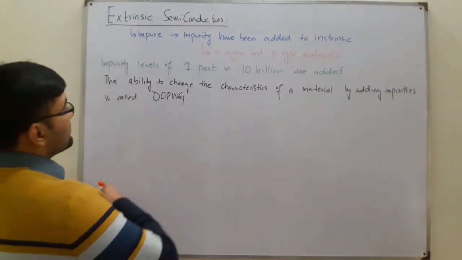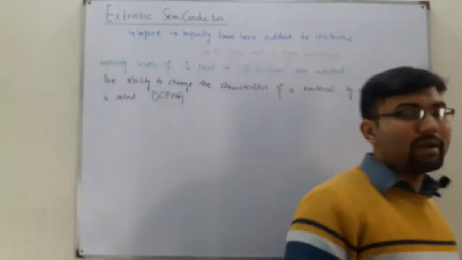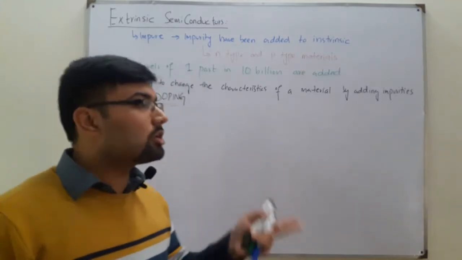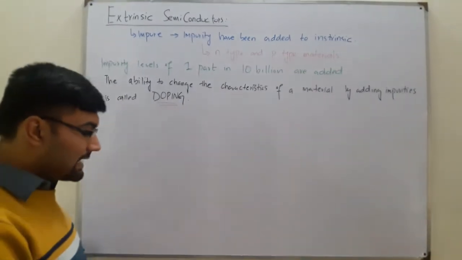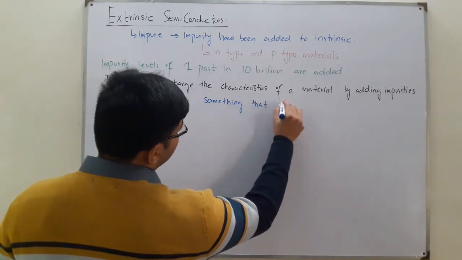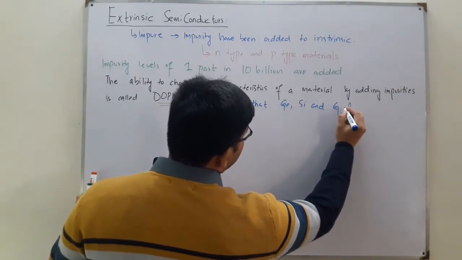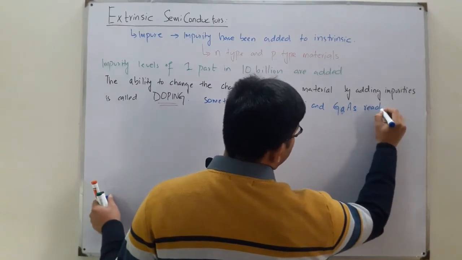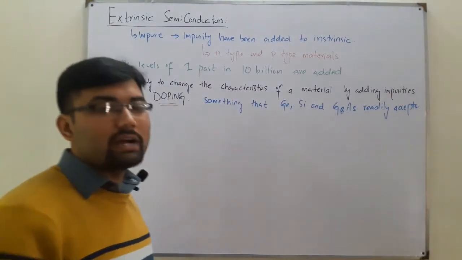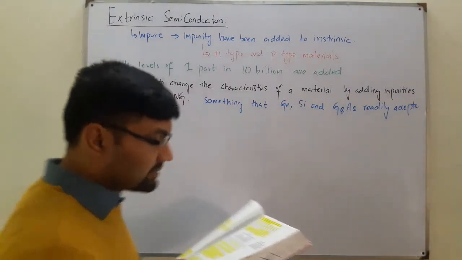We will also understand this in great detail later. Till now, you only need to understand that we are changing the characteristics of a material, from a good conductor to a bad conductor or from a bad conductor to a good conductor, by adding impurities to a pure material. This is called doping, and germanium, silicon and gallium arsenide readily accept it. You can add impurities to these semiconductors and change the properties very easily. The doping process is discussed in detail in sections 1.5 and 1.6, which we will be doing.